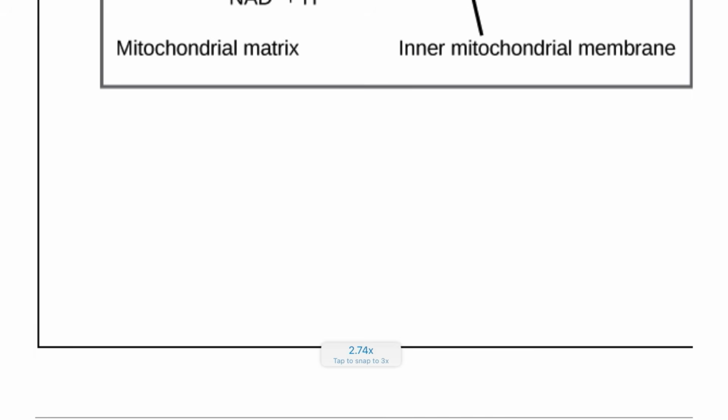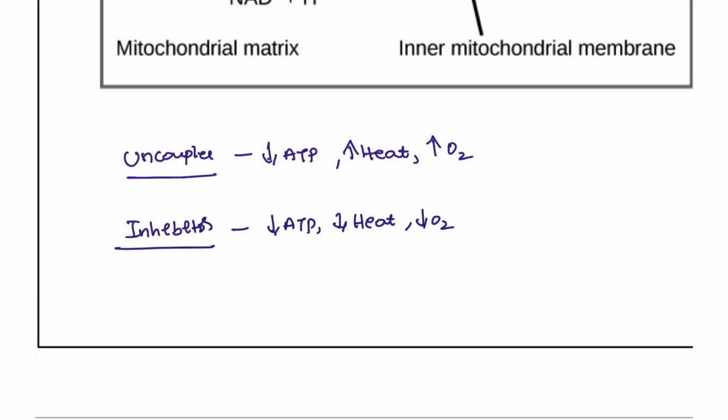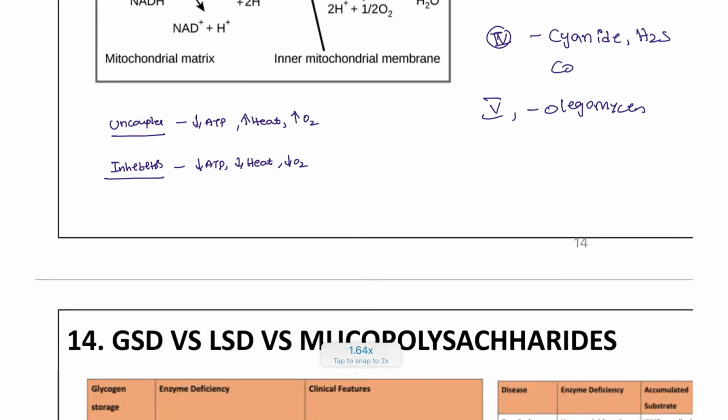In the recent INICET, for example, I use the uncoupler in this patient. What happens? There is decreased production of ATP, but increased heat production and increased oxygen demand. When I use the inhibitor, what happens? The inhibitor again decreases the ATP, decreases the heat production, and also decreases the oxidation. So this is the difference between uncouplers and inhibitors.